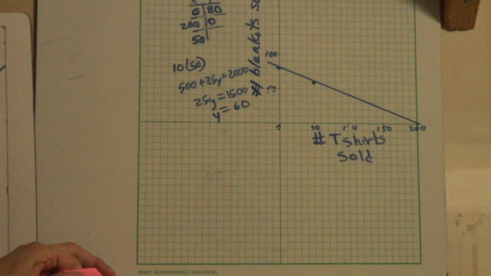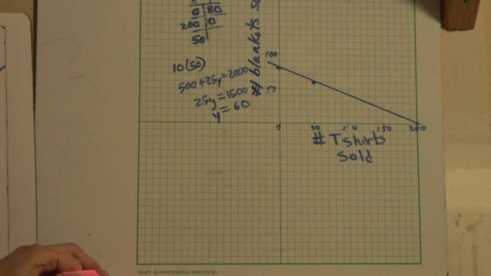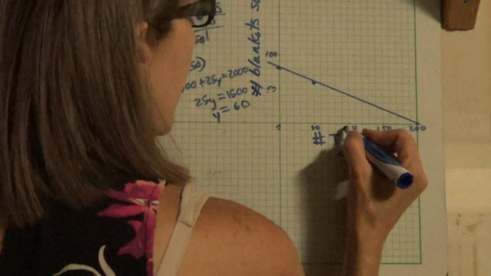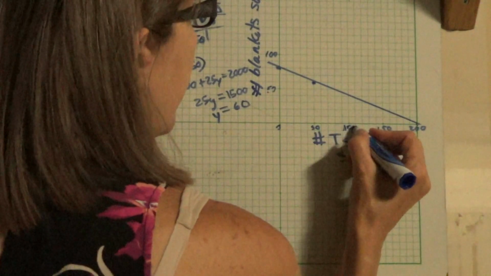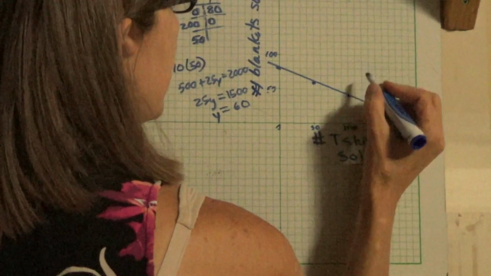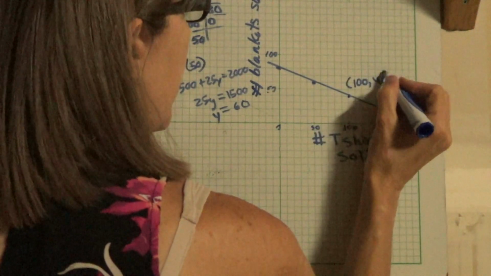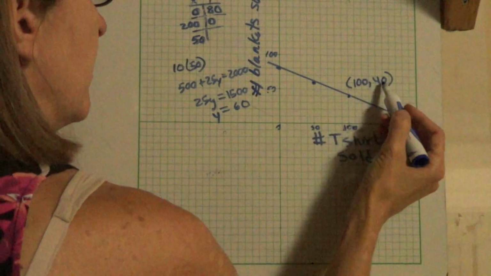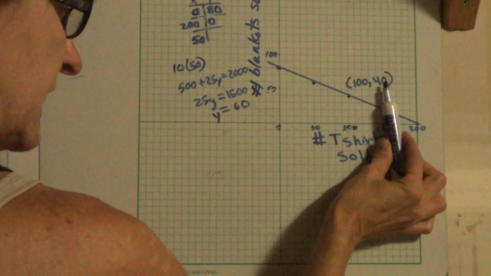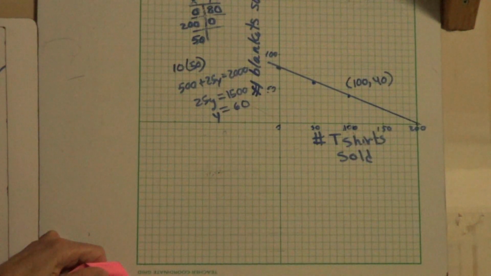So, let me just pick out a point here. Let's go to 100. And it comes up to 40. In your notes, I'd like you to explain what that point (100, 40) means. Remember the x stands for t-shirts, 40 stands for blankets. Come to class and ask if you're not sure what that means.